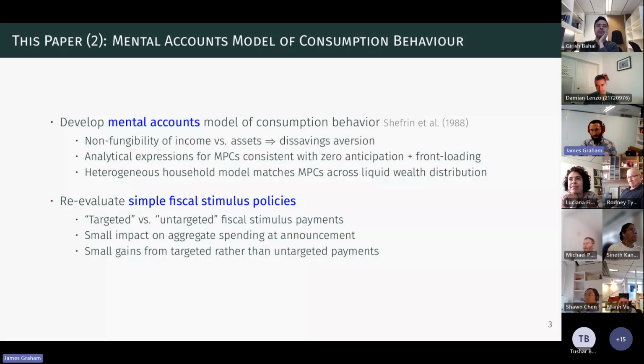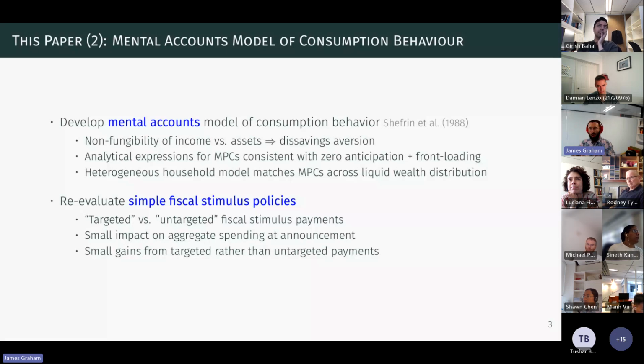So the technical way of describing this is that there's a non-fungibility of income versus existing assets. Households don't want to treat $1 in the wallet as the same as $1 in their deposit account or their checking account. And this is going to generate a form of dis-savings aversion. Households are not willing to dip into those envelopes. Instead, they'll just start spending out of an inflow as it comes in. So in the simple model to start with, we're able to derive analytical expressions for marginal propensities to consume, and they're consistent with zero anticipated response and the significant front loading of expenditure responses.